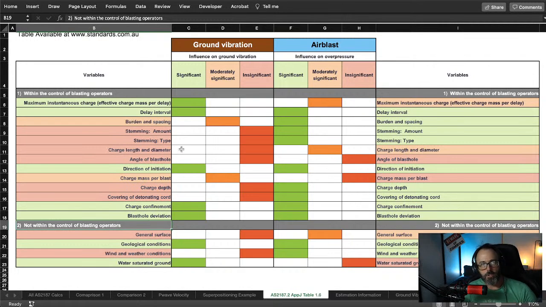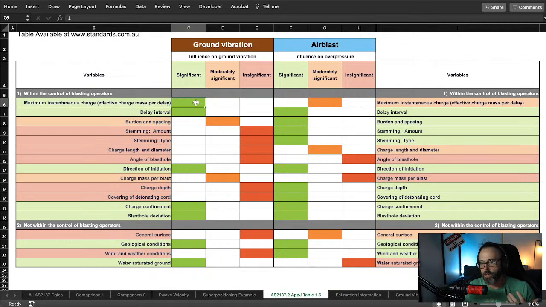But going back up the top here, we've got this other one, which is maximum instantaneous charge. So this has a significant impact. That is the amount of charge per hole, per round, or per influencing round, should we say. So if your holes influence each other at 8 milliseconds, then maybe you should look at an 8 millisecond model.